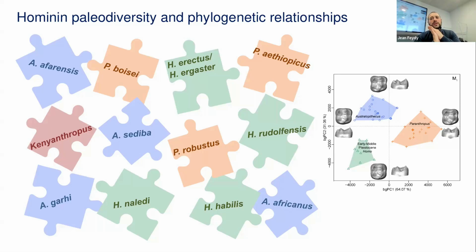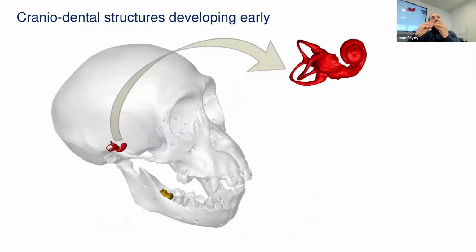And thanks to the morphometric approaches, the geometric morphometric approaches that were developed in the last 20 years or so, there were some new opportunities to really understand and to characterize in a quantitative way how to link all of these species together. So I will show you some applications I've been focusing on, and especially on a few craniodental structures. One is the inner ear.